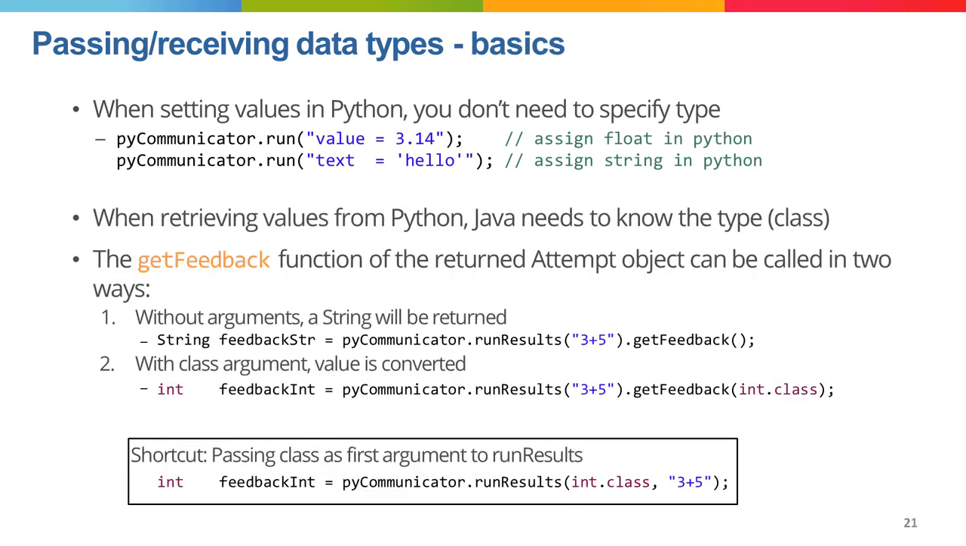On the other hand, because Java is a statically typed language, you need to specify the data type when you're wanting to get values back from Python. As you might remember from the previous section, the runResults function returns an attempt object whose feedback will be the output. If you call that feedback function without any arguments, it will return that value as a string. But you can also pass the class as an argument, and it will convert the object to the given data type. This is shown in the two examples on screen, where the first one is getting the value of 8 back as a string, whereas the second one is getting the value of 8 back as an integer. Specifically for runResults, there's a shortcut in the latest version of Pypeline that allows you to pass the class type as the first argument to runResults, and it will immediately return the converted object type, which is the example that you see in the box.